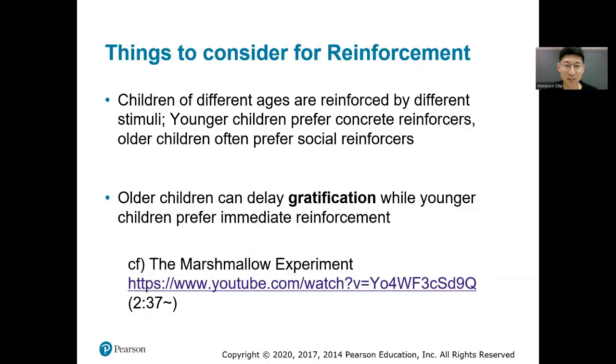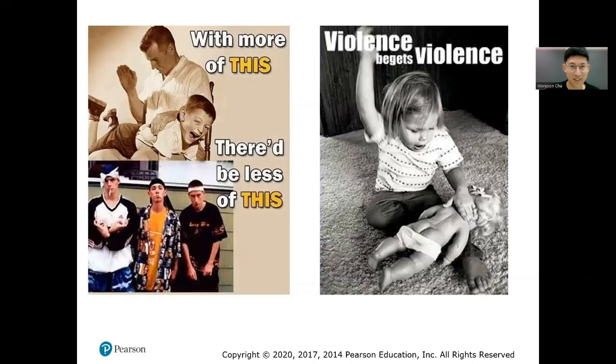So we can see from the video why younger children may prefer immediate reinforcement, because they have difficulties delaying gratification. And with this cute video, I want to move on to a slightly different type of instrumental conditioning, which is punishment. Punishment has more controversy and more things to think about when it comes to using it.